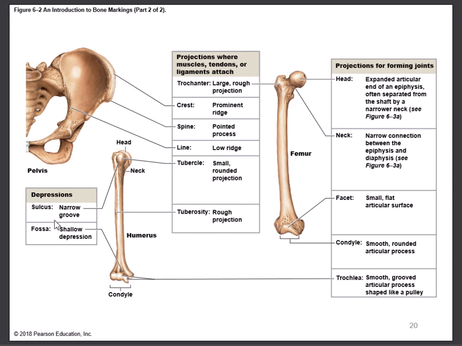Let's go to depressions. So a groove, right? A narrow groove is known as a sulcus. You can see there's a bump right here, there's a bump right here, and then there's a groove in between. That would be called a sulcus, right? A lot of times blood vessels, nerves, and tendons will sit in a sulcus.